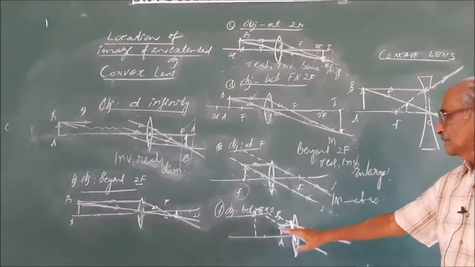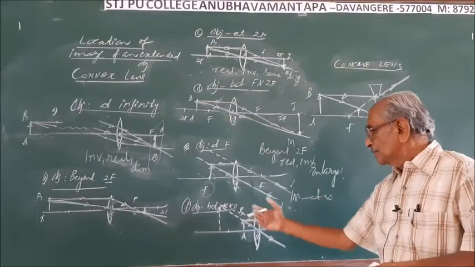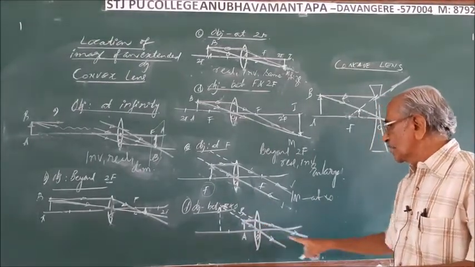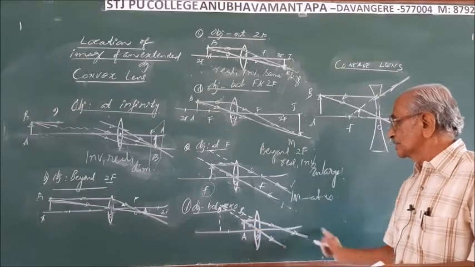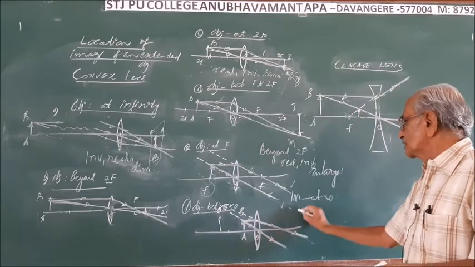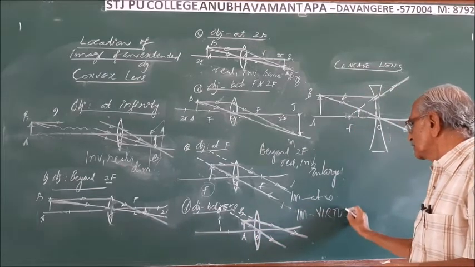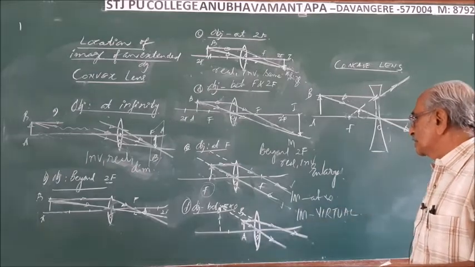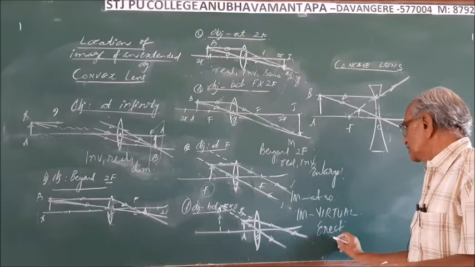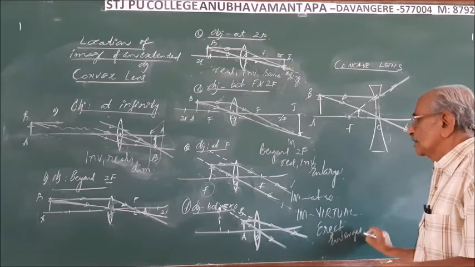Now finally, if I move the object towards the lens again and bring it within F, the refracted rays after passing through the lens do not meet on the other side, they meet when produced backwards. That means the image is virtual for the first time. It is erect and it is enlarged.